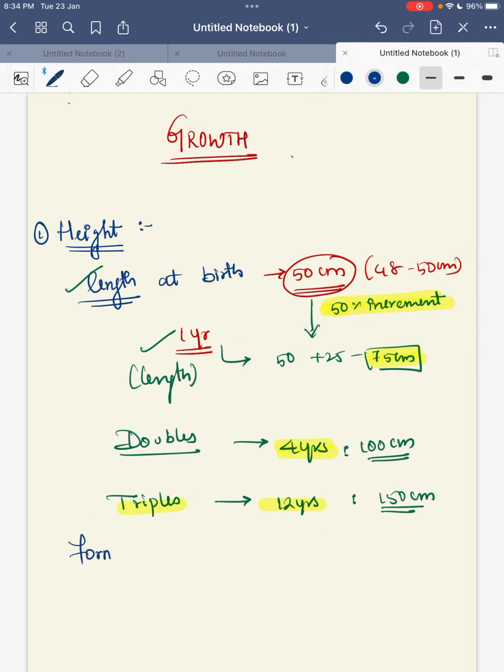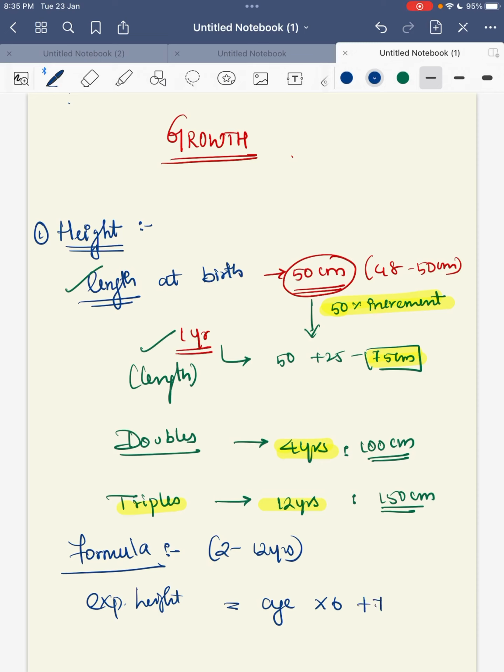Next is the formula for length. How will you calculate the expected length of a child between 2 to 12 years of age group? You have to tell whether the child is stunted or not. You will be using your growth chart, right? Likewise, here you have a formula. The expected height equals age of a child in years into 6 plus 77. This is the expected height formula.